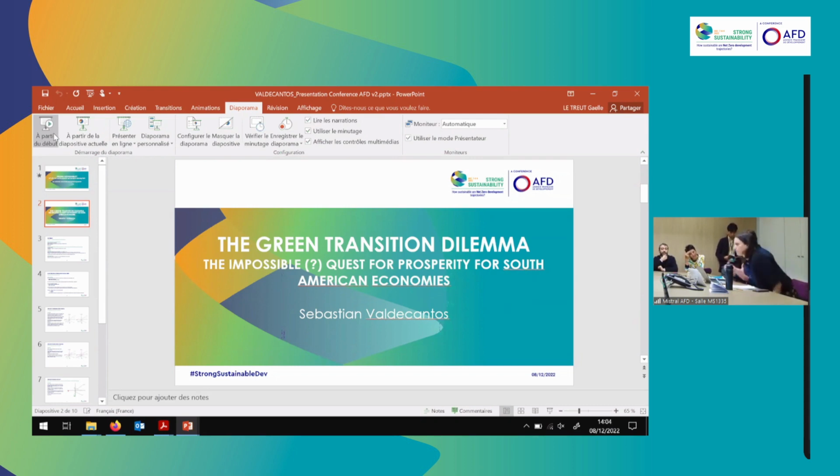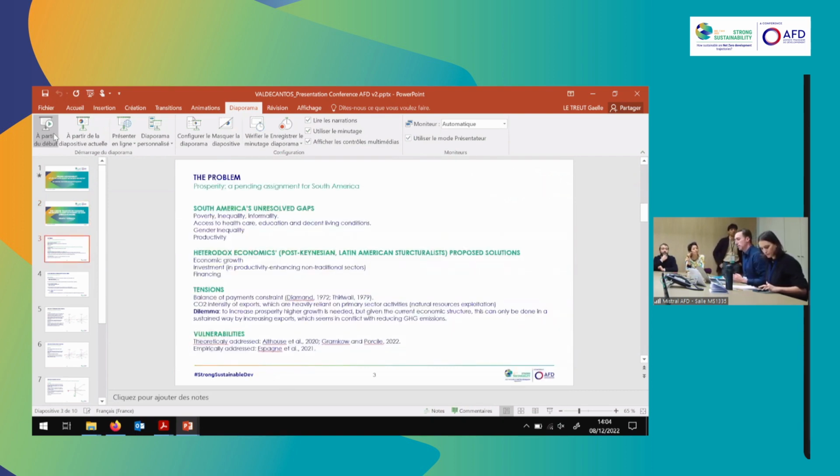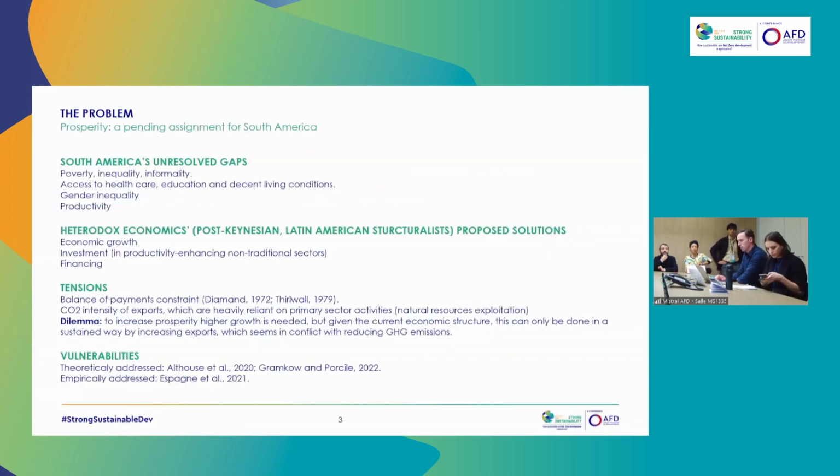What I present in this paper is not an applied model like they presented this morning, but a more theoretical framework that tries to conceptualize these tensions. I will be focusing on the case of South American countries because that is the region I know. But as they were talking this morning, for instance, about South Africa, the framework might be applicable also to peripheral economies elsewhere. So there are a number of unresolved gaps in South America: poverty, inequality, access to healthcare, gender inequality, productivity gaps, and so on.